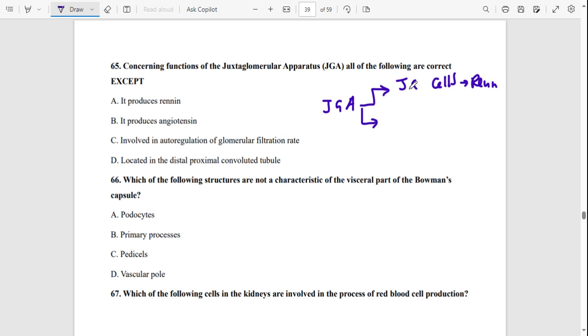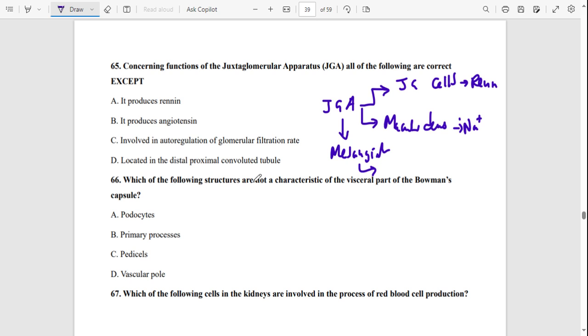It's also going to be made up of macula densa cells, and the macula densa cells are involved in sodium sensing. It's also going to have some other cells which are known as lacis cells or Polkissen cells, which are basically mesenchymal cells. And these ones secrete what is known as erythropoietin, which is involved in the making of red blood cells.